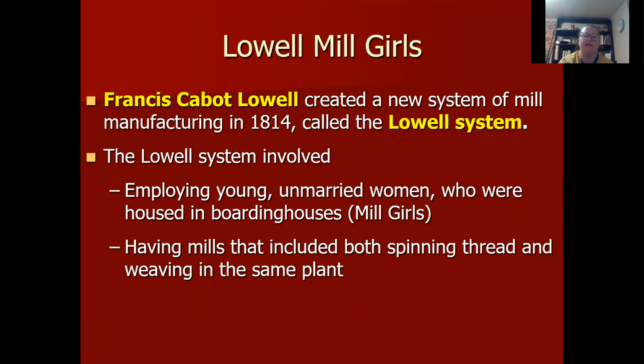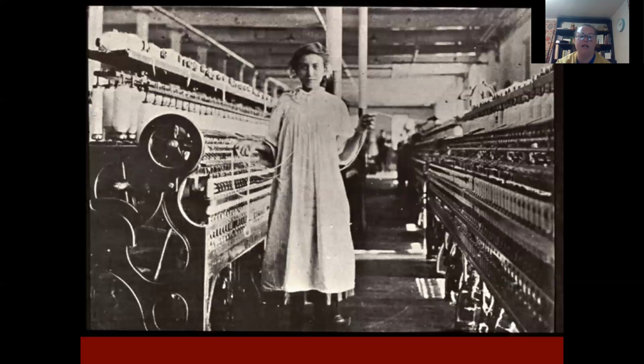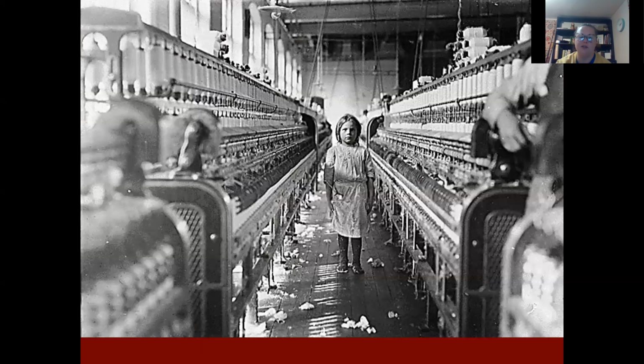Okay. So we have this Lowell Mill Girl. So Frances Cabot Lowell created a new system of mill manufacturing in 1814 called the Lowell system. The Lowell system involved employing young, unmarried women who were housed in boarding houses, also known as the mill girls. Having mills that included both spinning thread and weaving in the same plant. So you can see how this would, by keeping the women isolated, they could work longer hours. Here's an example of a primary source of a woman working in a mill and also a child working in a mill. A lot of times their job would be to gather up the scraps and clean.